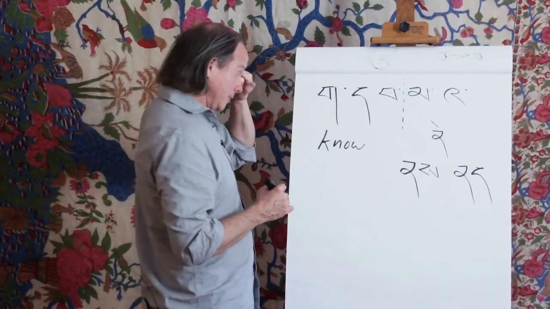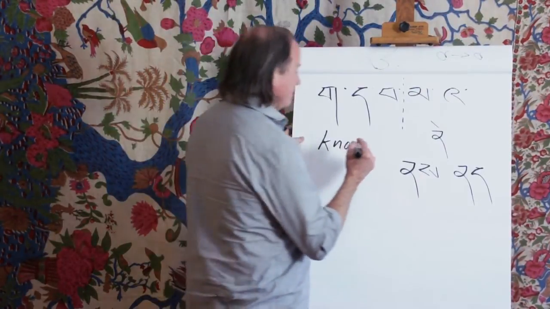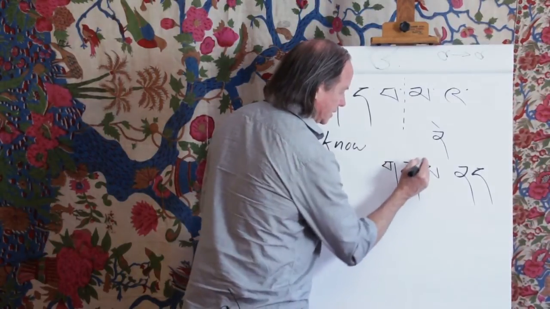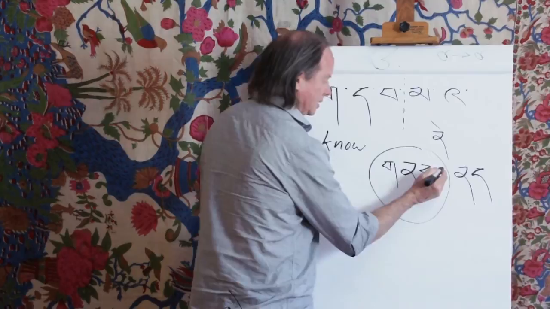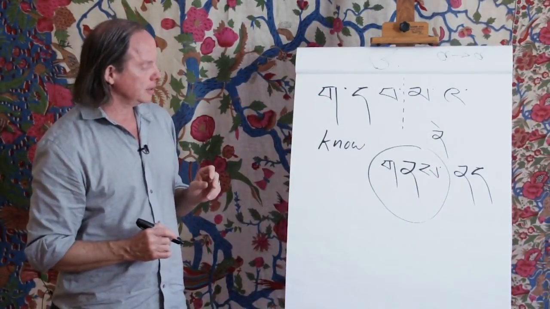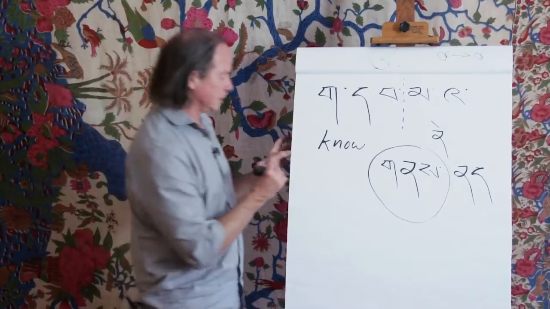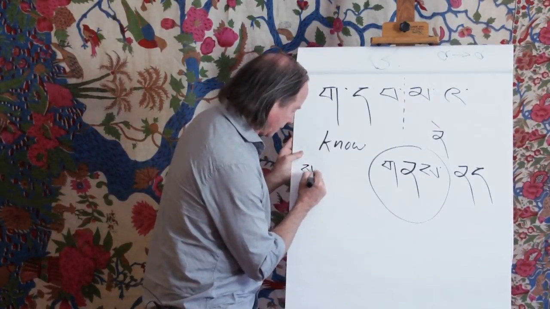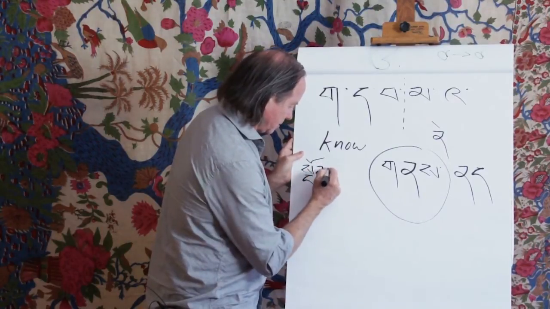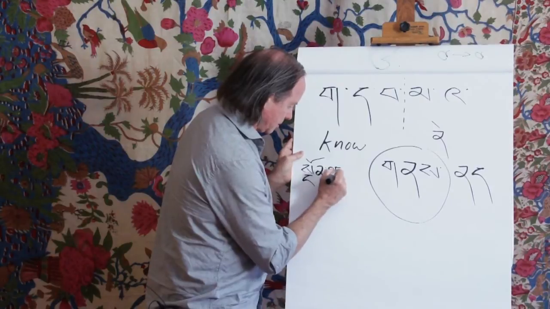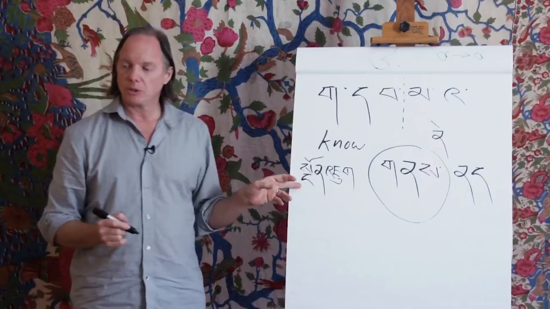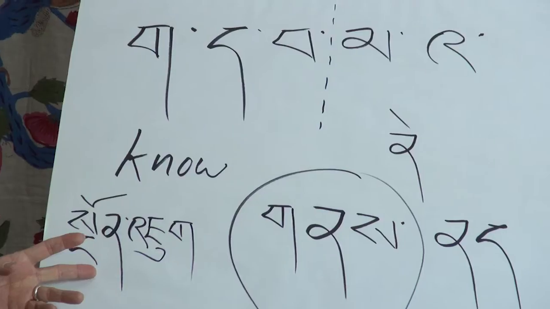All right, so now we're going to take this combination right here, and we're going to add a prefix letter to it, okay? The name for a prefix letter in Tibetan is ngunjuk, okay? I'll spell it here. Say ngunjuk.